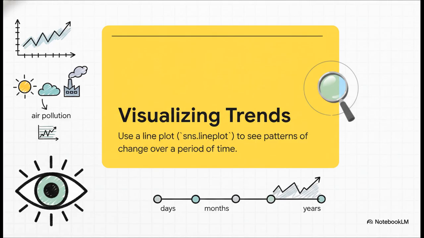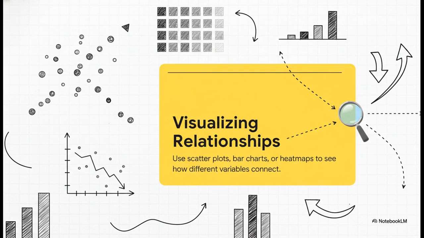First up, we can visualize trends. A line plot is absolutely perfect for this. It lets you see the natural ebb and flow of a value, like air quality, over days, months, or even years. Next, we can start to explore relationships. Do two different things move together? When one goes up, does the other go down? Charts like scatter plots are fantastic for uncovering these kinds of hidden connections in your data.